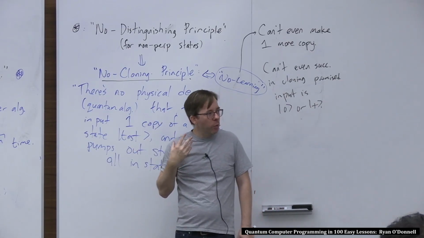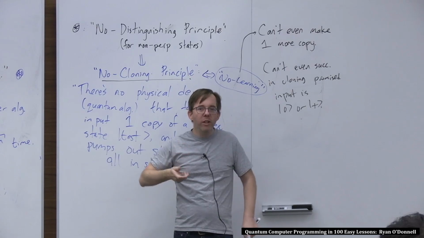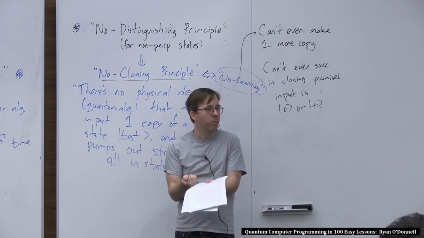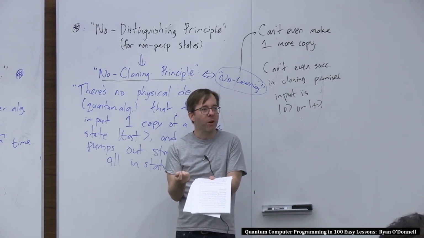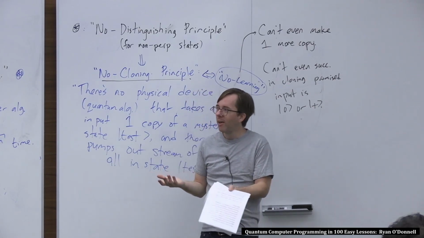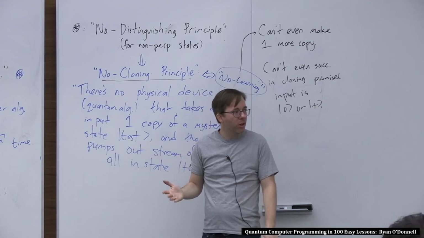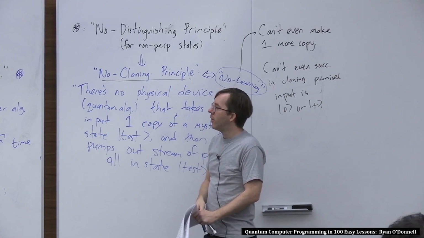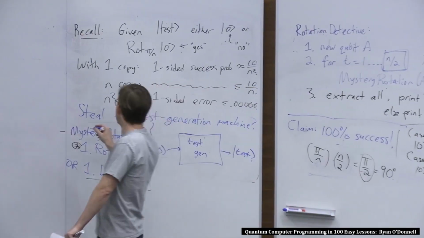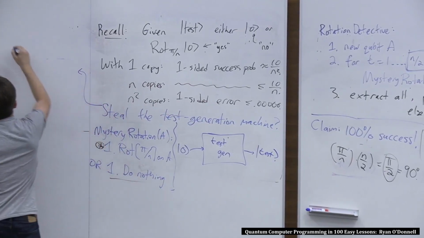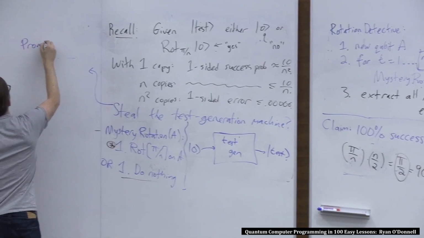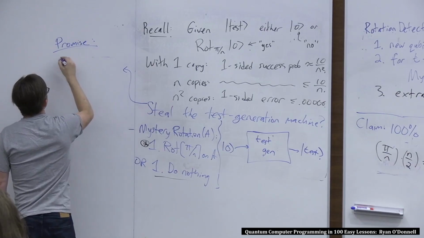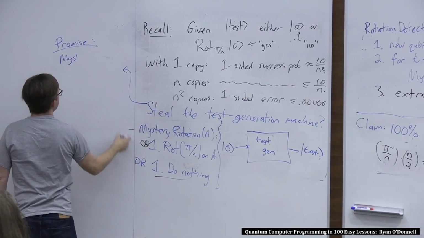Moreover, you have to really just take this promise on faith. There's no way you yourself can check whether the promise is true. Because checking whether the promise is true is equivalent to learning what this unknown qubit is, which is much harder. So here, I didn't say it, but let me say it more precisely now. Here, I'm really relying on the promise that the mystery rotation is one of these 2 things.